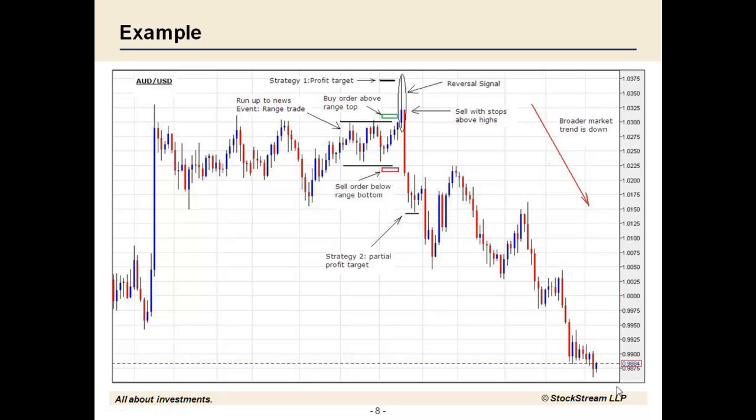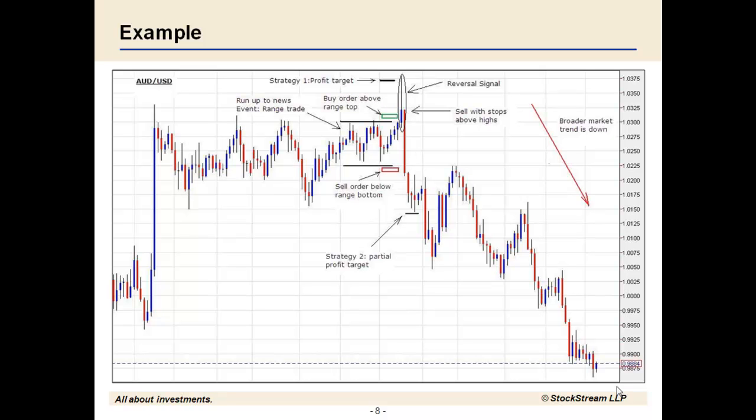This example shows that the markets settle into a range before the news release. We place an OCO order with trigger prices above and below the range for the straddle strategy. The initial news reaction causes price to break above the range. We book profits when a 1-to-1 risk-reward is achieved.